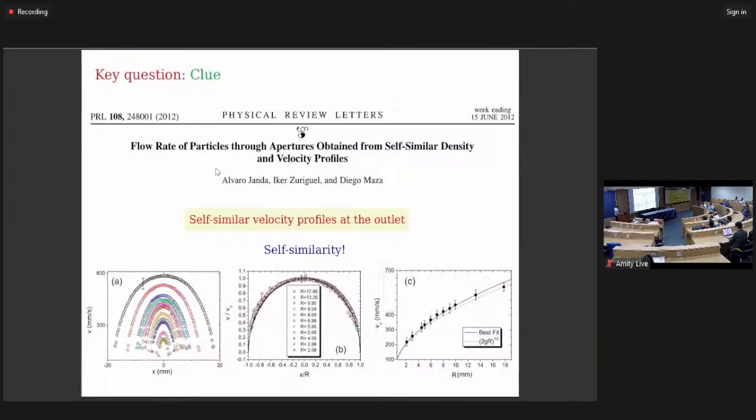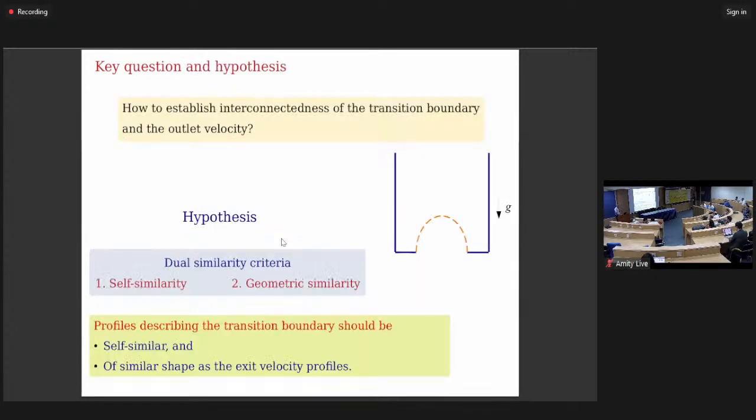Again, looking back at this paper, they talked about self-similar velocity profiles at the outlet. So velocity profiles exhibit self-similarity. That means whatever is happening at the transition boundary, it has to be self-similar. So looking at that, I propose this hypothesis: if I need to connect the outlet velocity and the characteristics of these transition boundaries, there has to be a dual similarity criterion. One is self-similarity, another is geometric similarity. So profiles which describe the transition boundary should be self-similar and should be of similar shape as the exit velocity profiles. That's the hypothesis.